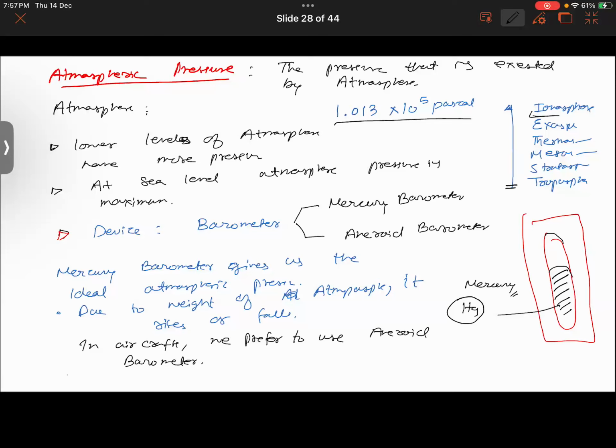One more thing has to be noted down: the atmospheric pressure on the Earth's surface has a magnitude of 1.013 into 10 raised to the power 5 Pascal. So do remember these points. These were the things related to the atmospheric pressure.